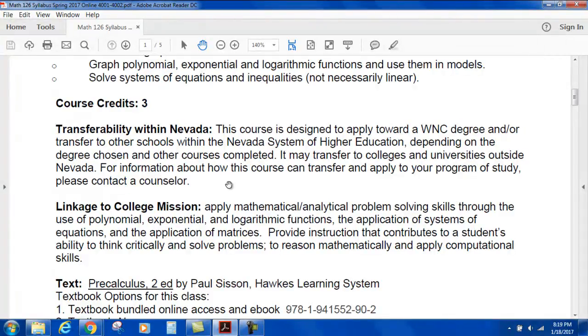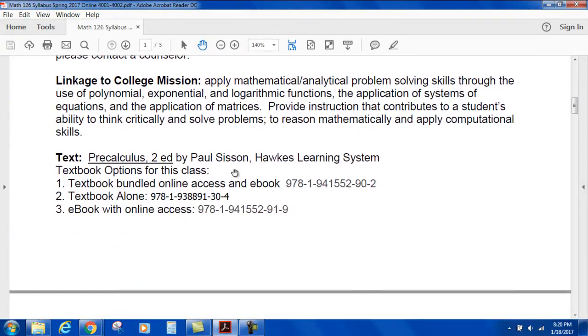The linkage to the college mission: apply mathematical, analytical problem-solving skills through the use of polynomial, exponential, and logarithmic functions, the application of systems of equations, and the application of matrices. Provide instruction that contributes to a student's ability to think critically and solve problems, to reason mathematically, and apply computational skills. The textbook we're using is PreCalculus, 2nd edition by Paul Sisson from Hawkes Learning Systems.